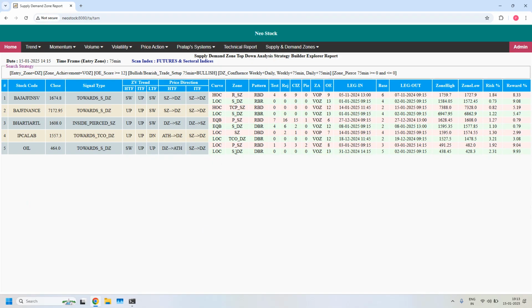In these 5 stocks, these 75 minutes demand zones are part of the daily demand zone, both together again part of the weekly demand zone. All these 75 minutes are part of the weekly zone. And the weekly trend is up in 3 stocks, second, third and fourth. If any of those stocks are having weekly EMA confluence, they are even more high probability trade setup supported stocks.